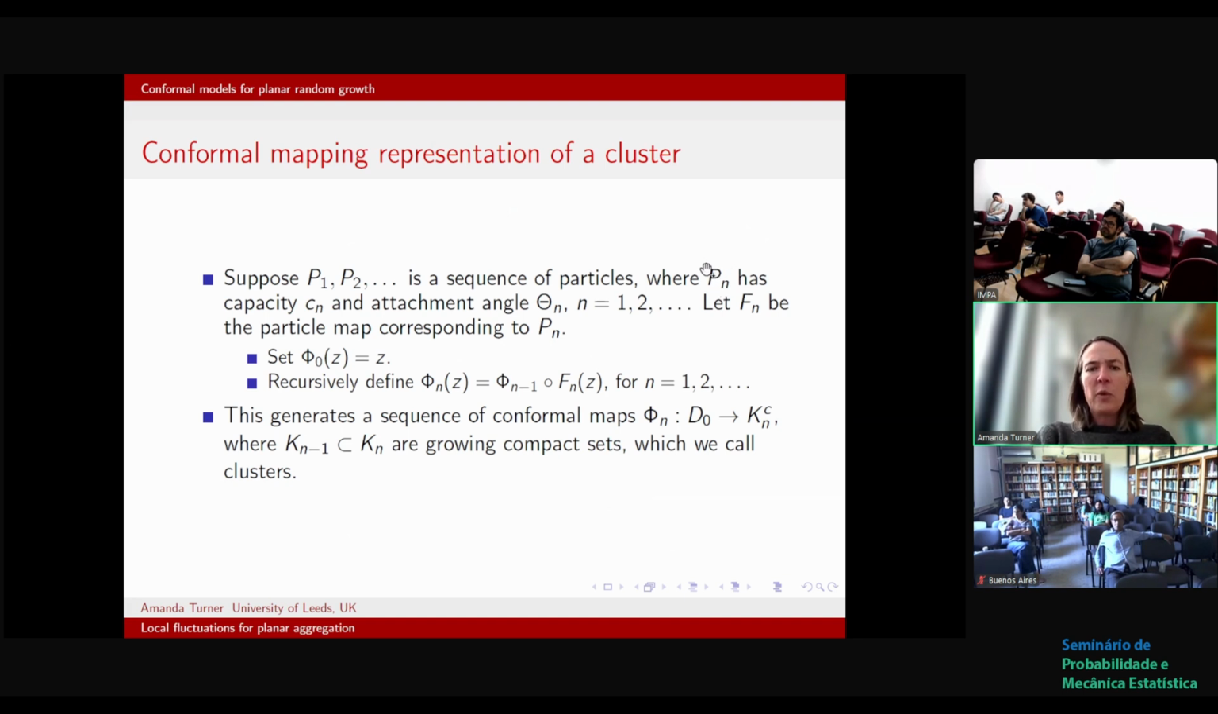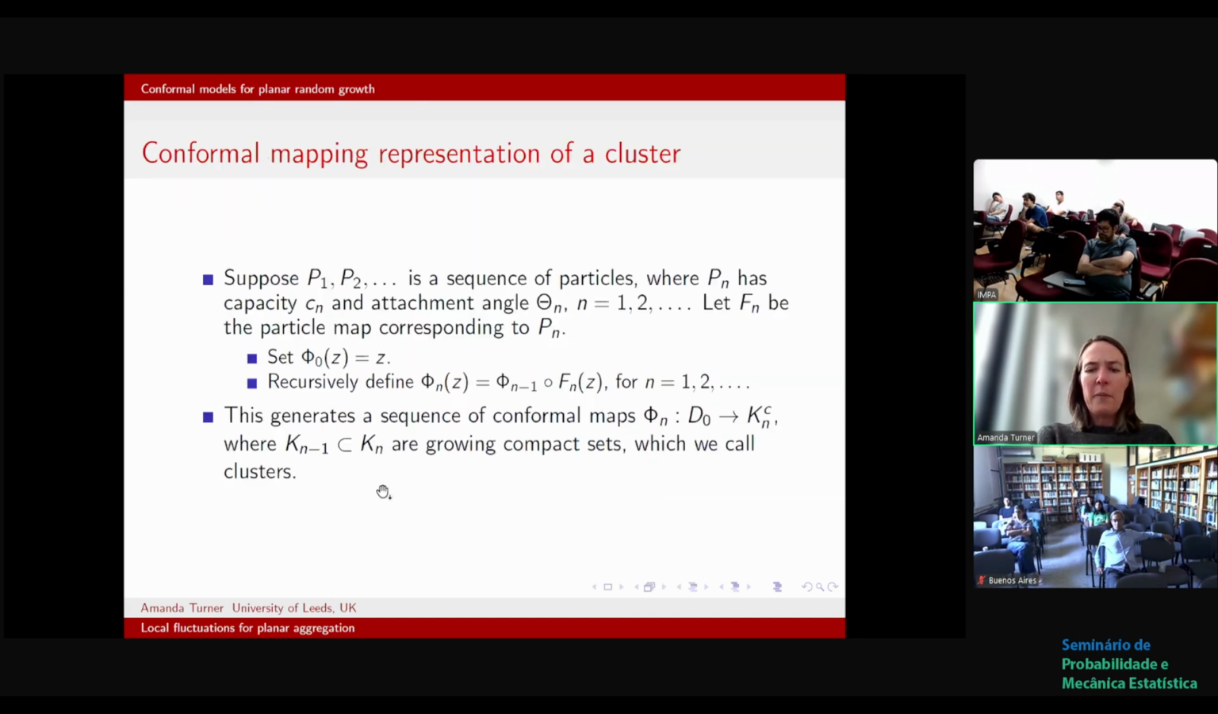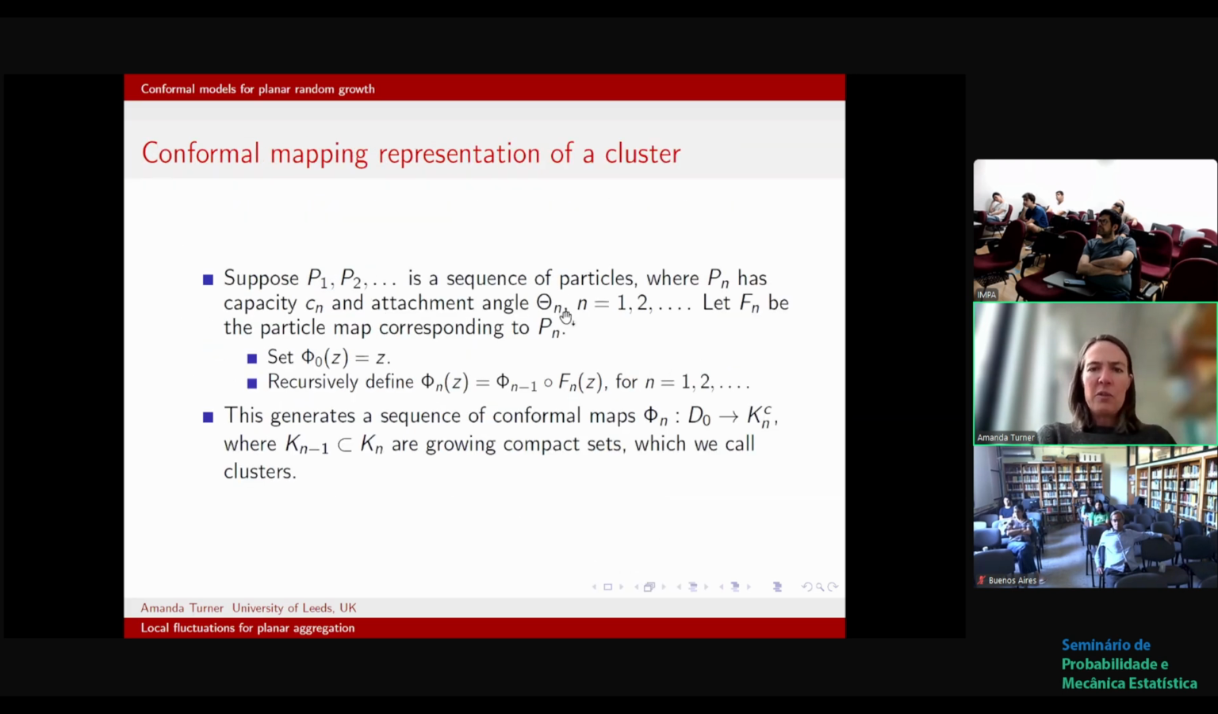And for each particle, we just need to know the capacity and the attachment angle. The capacity is going to correspond to a particular particle of that capacity here. And we know from the previous slide that we have a unique mapping that attaches a particle at position 1. We also want to allow different attachment angles. So once we have this mapping for attaching a particle at position 1, we can just conjugate it by a rotation to get a mapping putting the particle at any position.